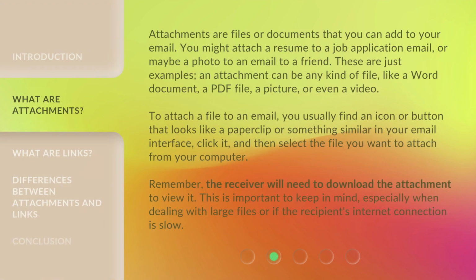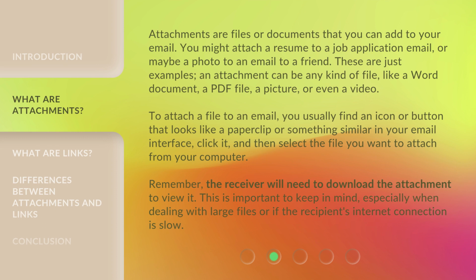Attachments are files or documents that you can add to your email. You might attach a resume to a job application email, or maybe a photo to an email to a friend. These are just examples. An attachment can be any kind of file, like a Word document, a PDF file, a picture, or even a video.